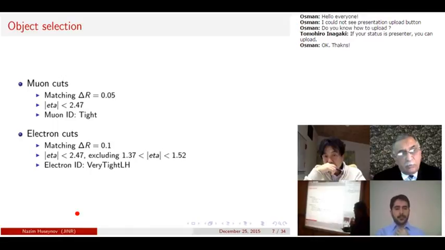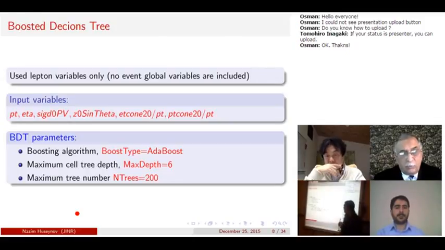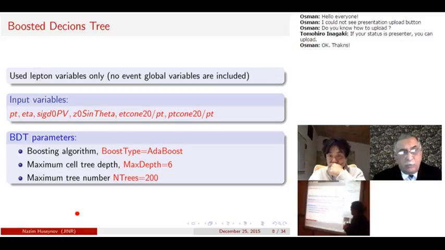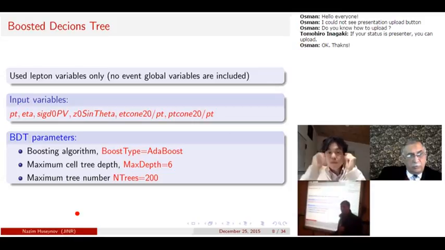A few words about the boosted decision tree. As input variables, we use the following six variables: pT, eta, sin d0, z0, etcone divided by pT, and ptcone divided by pT. The BDT parameters use the AdaBoost algorithm, with a given depth and 203 trees. I tried to pass over some technical details. I think you don't understand what I talk about. Okay, it's okay. Next slide, please. I passed over several slides because I have no time. Next.